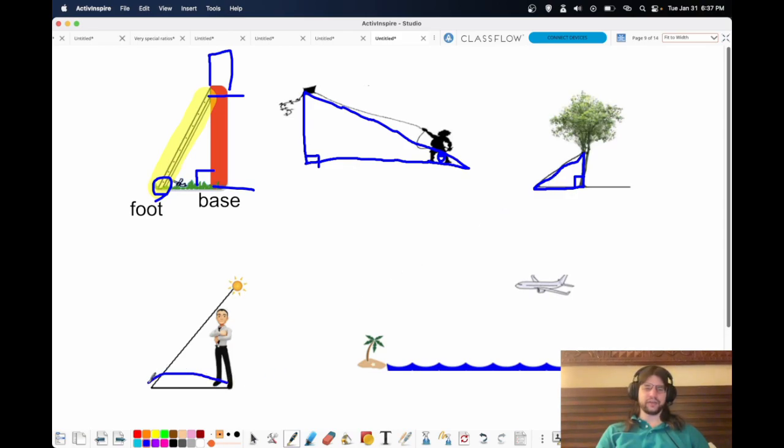We've got the shadow of the man right here, height of the man, angle the sun strikes the ground. And here you could go either way, angle of elevation or depression, whatever they tell you, just draw it like this. And this will be your angle, either of elevation or depression.